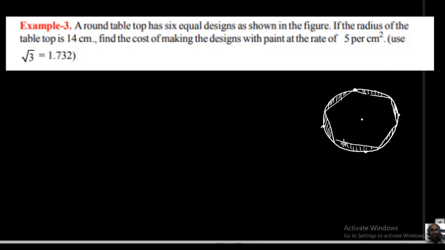Interesting thing is, all are equal, and you can say that this is a regular hexagon inside a circle. So the area of the circle minus the area of the regular hexagon gives the area of the shaded region. Let the side of the regular hexagon be some x centimeters. What is given is in centimeters.